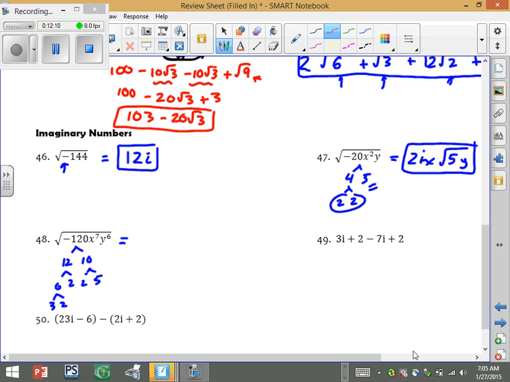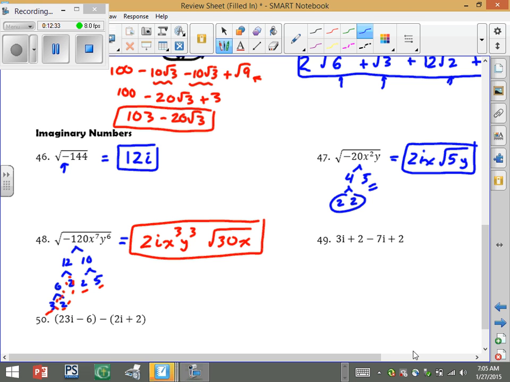So let's think for a minute. We can pull that 2 out. We can pull an i out. There's 7 x's underneath there, which means 3 can come out. Also, 3 y's can come out. And what's left, we have a 3, a 2, and a 5. So 3 times 2 is 6, times 5 is 30, and there was 1 x that was left behind.